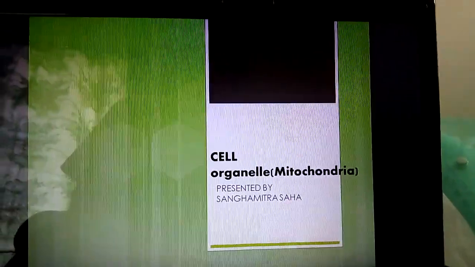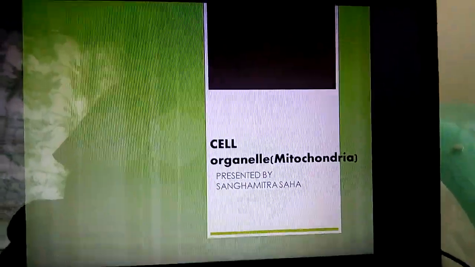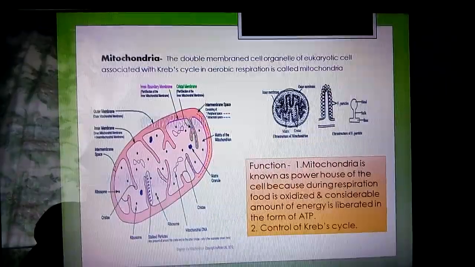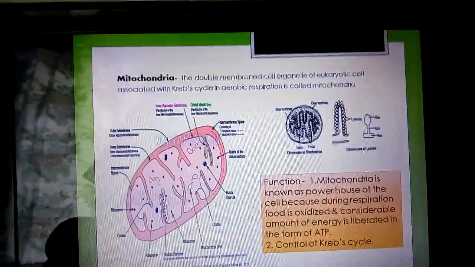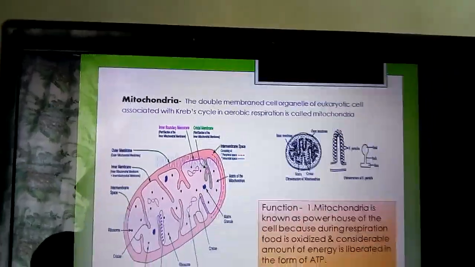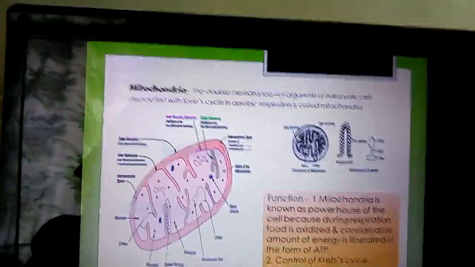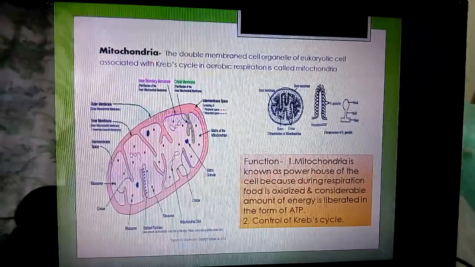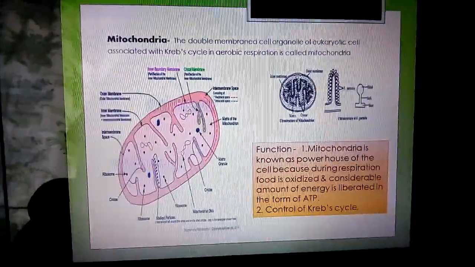Today I am going to explain the cell organelle mitochondria. First I tell you what mitochondria is. The double membrane cell organelle of the eukaryotic cell, associated with the Krebs cycle in aerobic respiration, is called mitochondria.